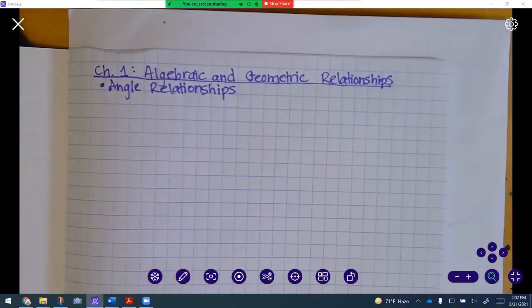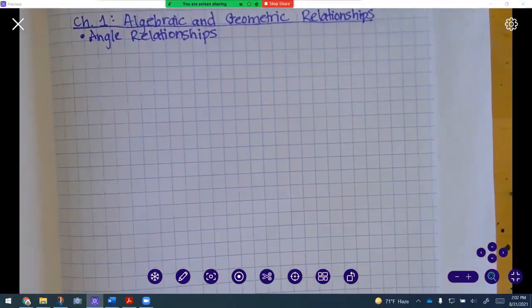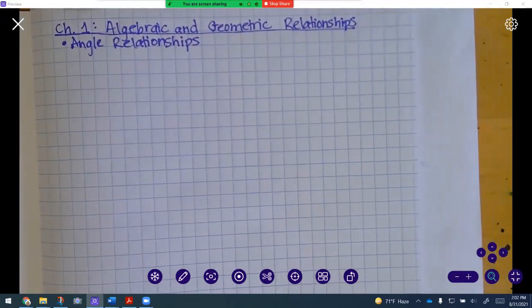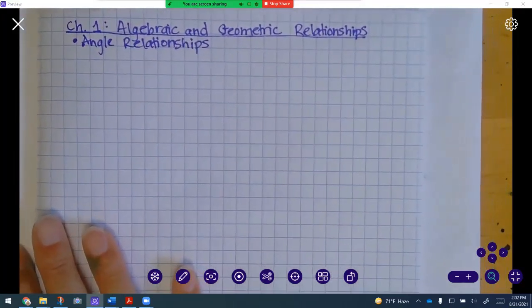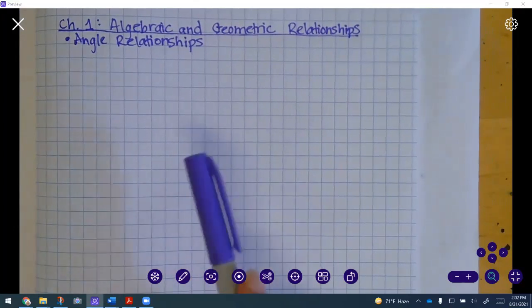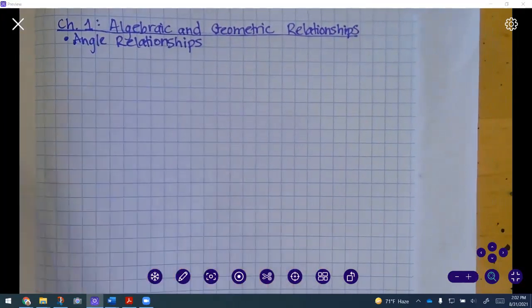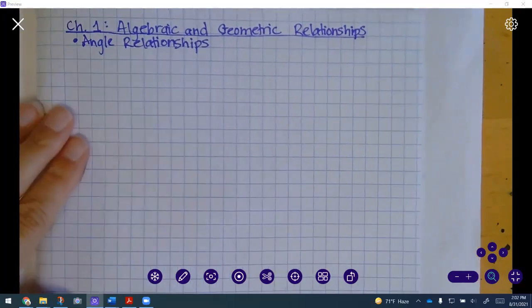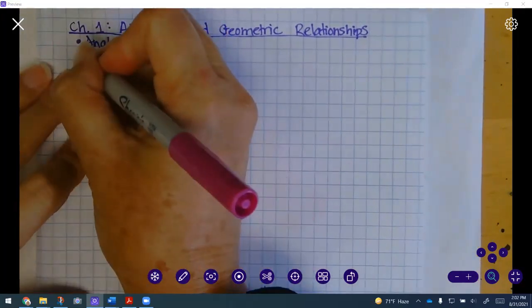So this video is just kind of showing us, for those of us who are doing this at home, what order to put our notes in. So angle relationships are all the ones that we've been working on in class. The next thing I'm going to put in is going to be the Polygon graphic organizer.